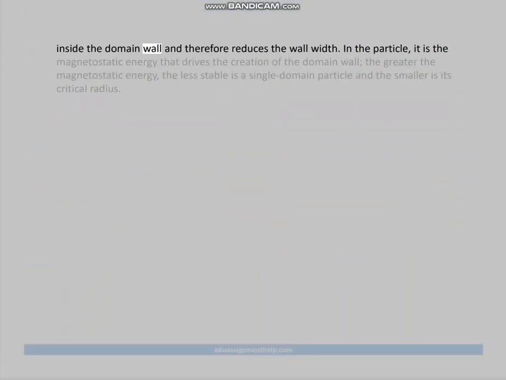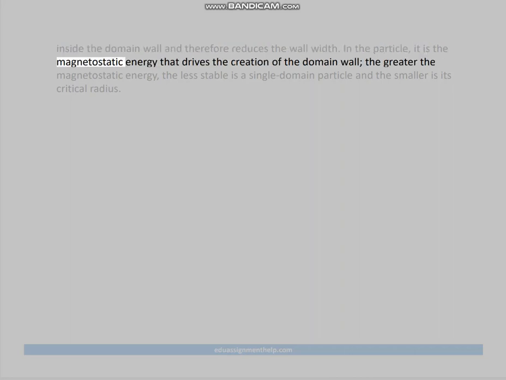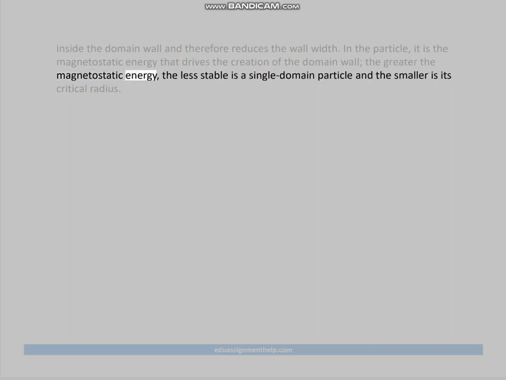inside the domain wall and therefore reduces the wall width. In the particle, it is the magnetostatic energy that drives the creation of the domain wall. The greater the magnetostatic energy, the less stable is a single domain particle and the smaller is its critical radius.